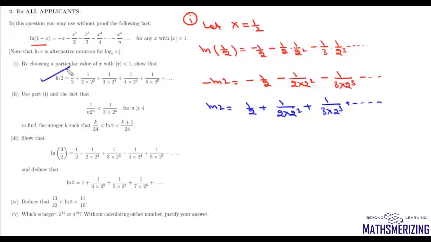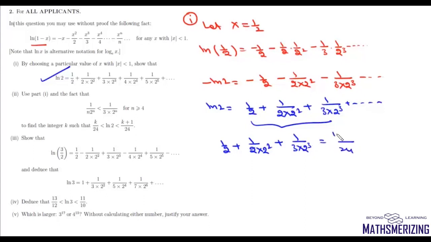Now the second one is using part 1 and the fact that 1 upon n into 2 to the power n is less than 1 by 3 into 2 to the power n for n greater than or equal to 4. Find the integer k such that log 2 lies between k upon 24 and k plus 1 upon 24. Now basically all the terms in this series, they are positive. Now if you look at the sum of the first 3 terms, this sum will be 1 by 2 plus 1 by 2 into 2 square plus 1 by 3 into 2 cube.